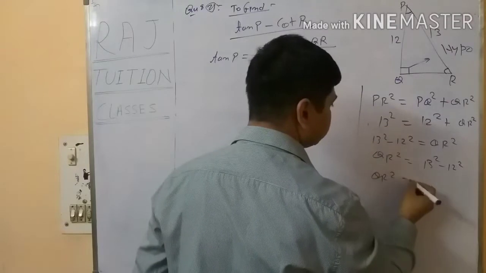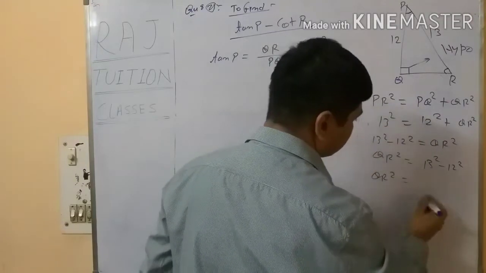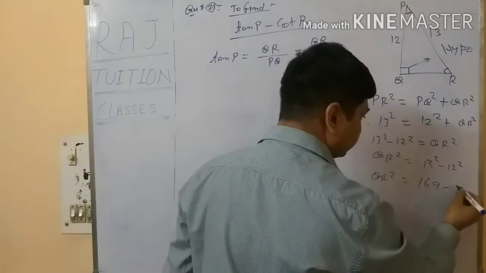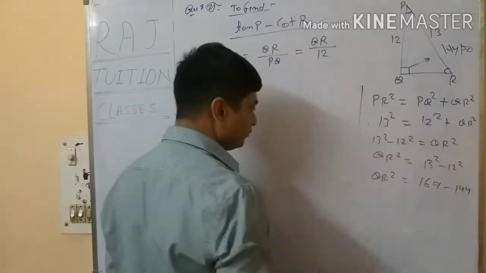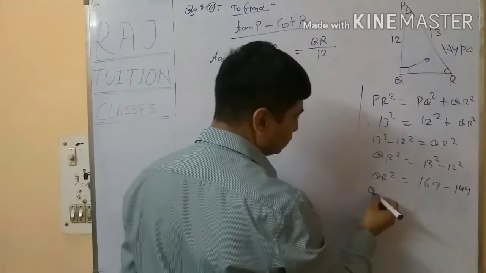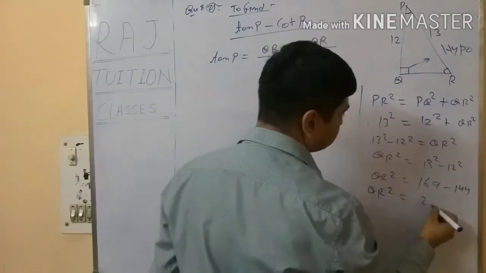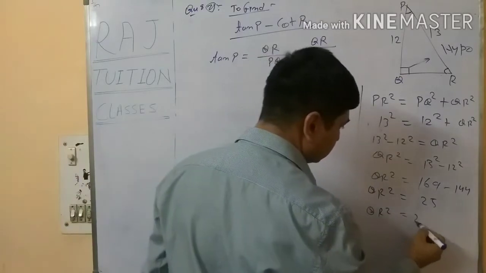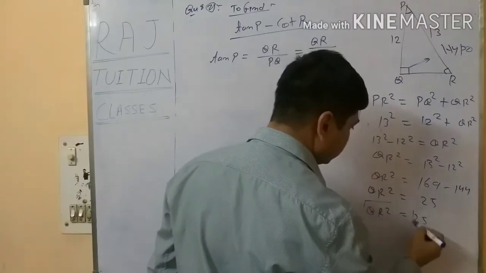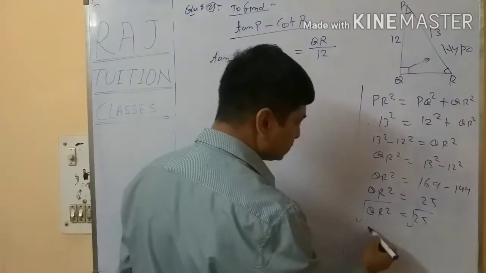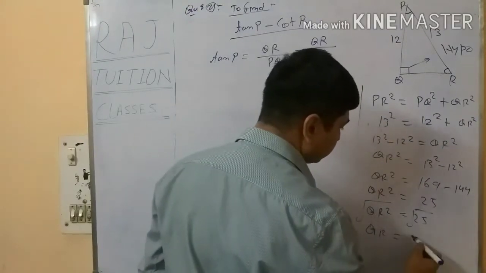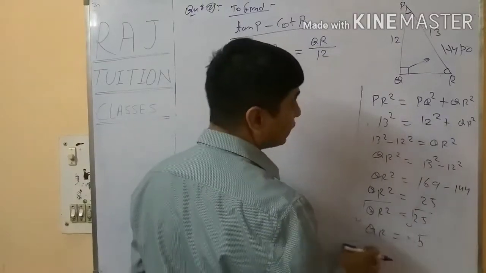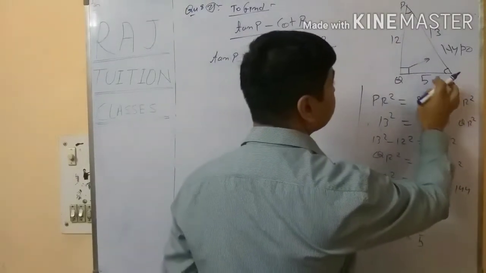So QR square equals 13 square, which is 169, minus 12 square, which is 144. We are well familiar with it. You can calculate it once more. QR square will become 25, and to find QR we take the square root of both sides. So QR equals 5. The value of QR is 5.